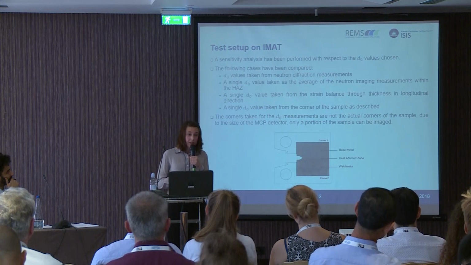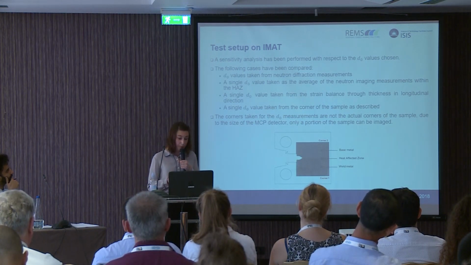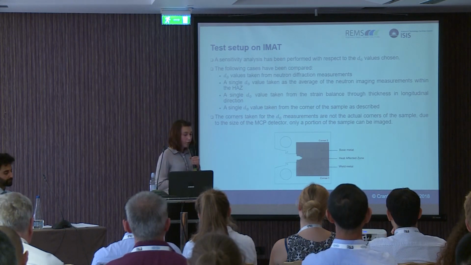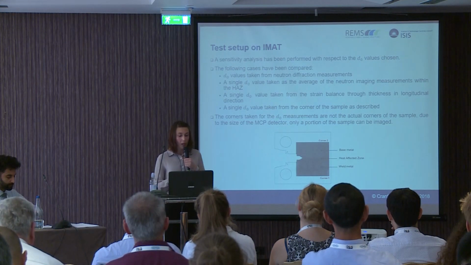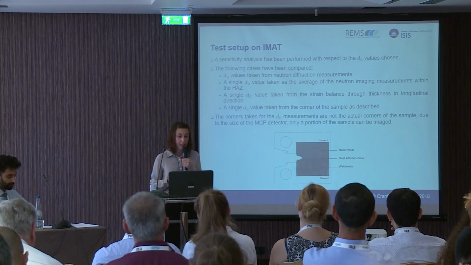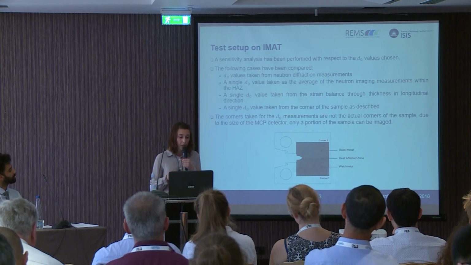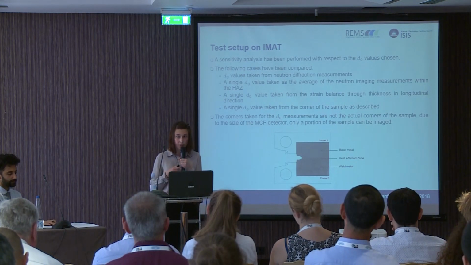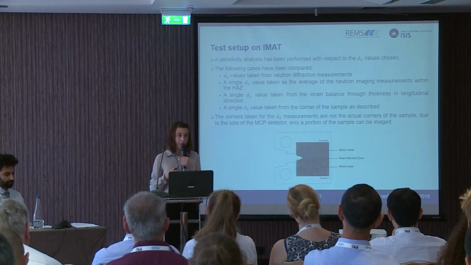So a sensitivity analysis has been performed with respect to the D0 values chosen. And the following cases have been compared. First, we use the D0 values from the neutron diffraction measurements. Then a single D0 value taken as the average of the neutron imaging measurements within the HZ. And then a single D0 value taken from the strain balance through thickness in longitudinal direction. And finally, a single D0 value taken from the corner of the sample.